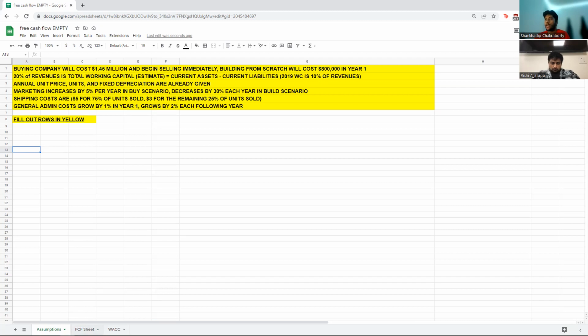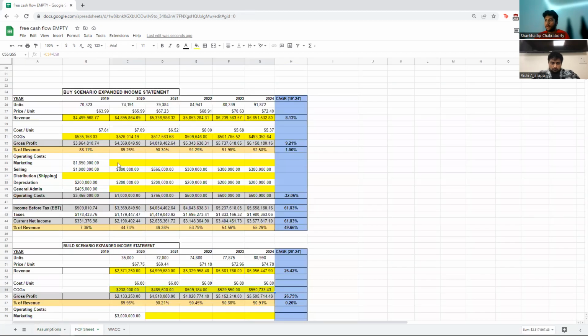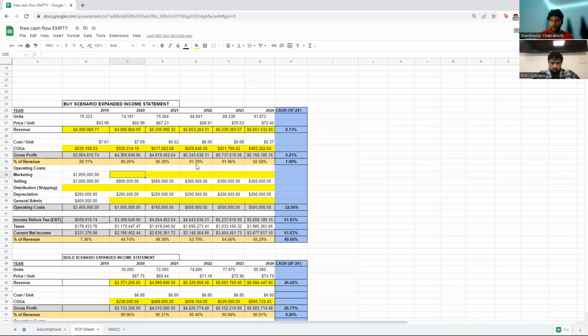So let's go to buy. It increases 5% per year in buy, right? So this is the buy. All we have to do is reference the last cell times 1.05. And we could just drag that across and it's going to increase by 1.05. If we did the CAGR, I'm not going to do it now, it would just be 5% because it's growing consistently throughout the 5 years.